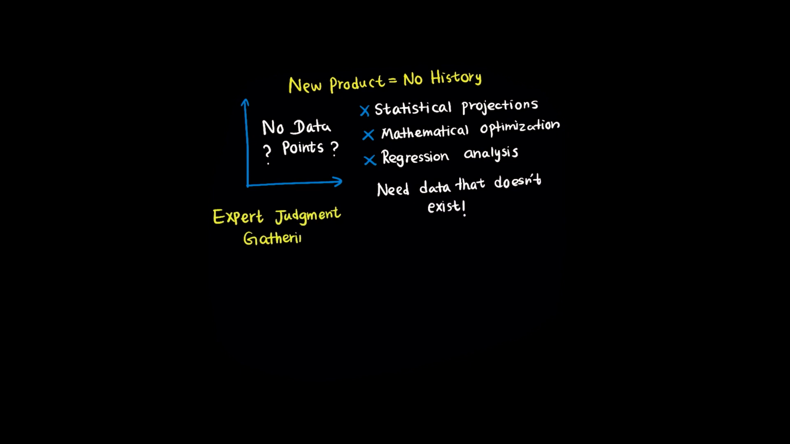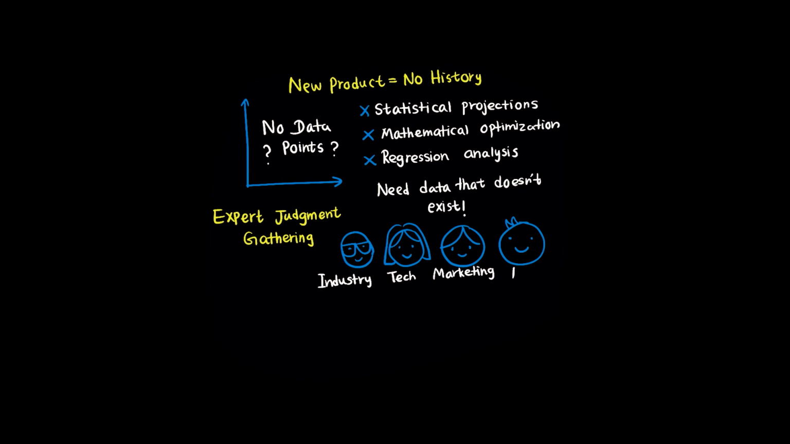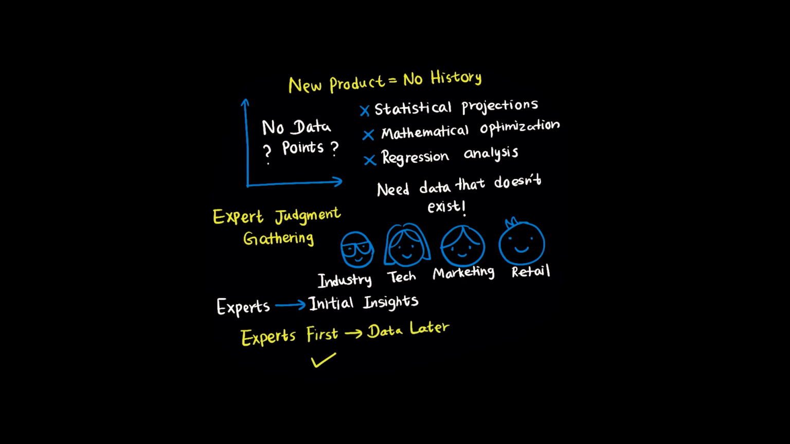Expert judgment gathering. Industry experts assess market readiness. Technology experts evaluate feasibility. Marketing experts gauge consumer appetite. Retail experts estimate adoption rates. These experts draw from knowledge of related products, market trends, and consumer behavior. They provide qualitative insights that become the foundation for initial decisions before data exists.